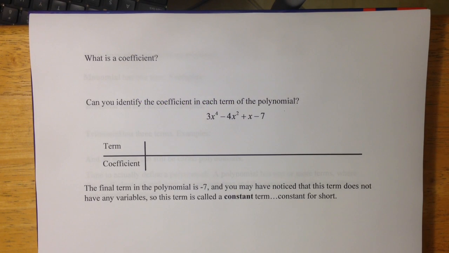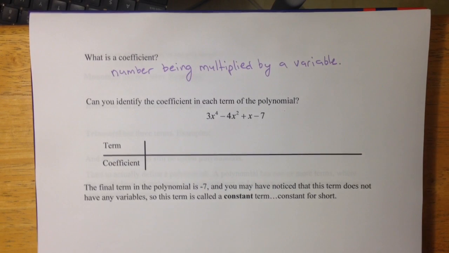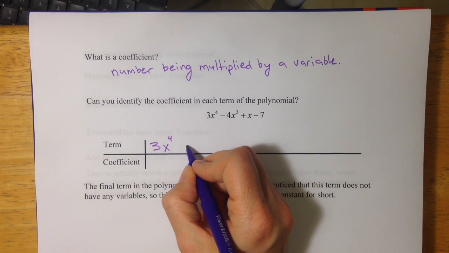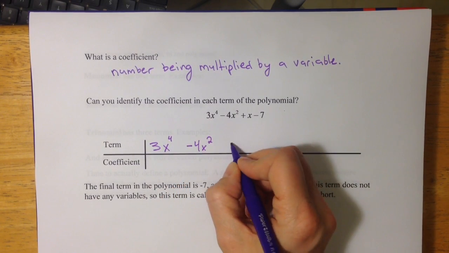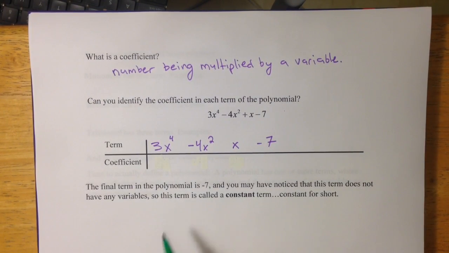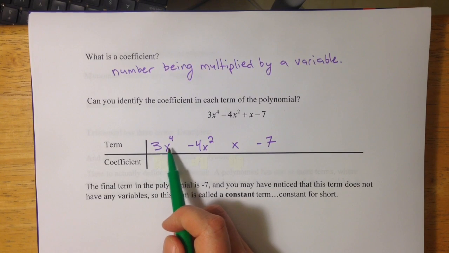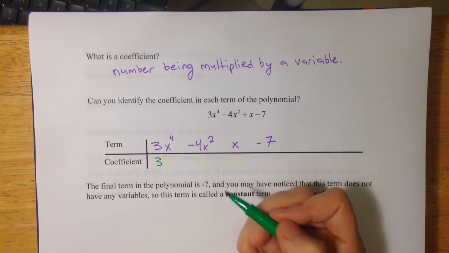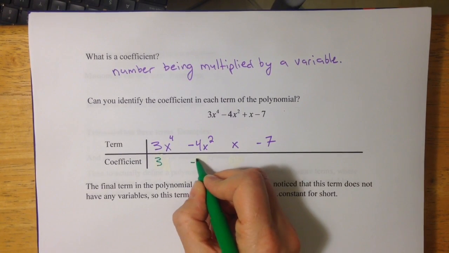Do you remember what a coefficient is? A coefficient is a number that is being multiplied by a variable. Let's identify the coefficient in each term of this polynomial. Remember that the four terms here are 3x to the fourth, negative 4x squared, x, and negative 7. In this first term, I have a 3 being multiplied by the variables x. So the coefficient is the number 3. In negative 4x squared, the coefficient is negative 4.